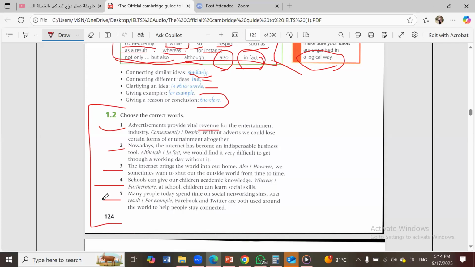Okay. Many people today spend time on social networking sites. For example, Facebook and Twitter are both used around the world to help people stay connected. For example? Yeah, it's "for example." What do you think, guys? Many people today spend time on social networking sites, for example. Did you see how he is writing Facebook and Twitter? Capitalizing the first letters of each application.